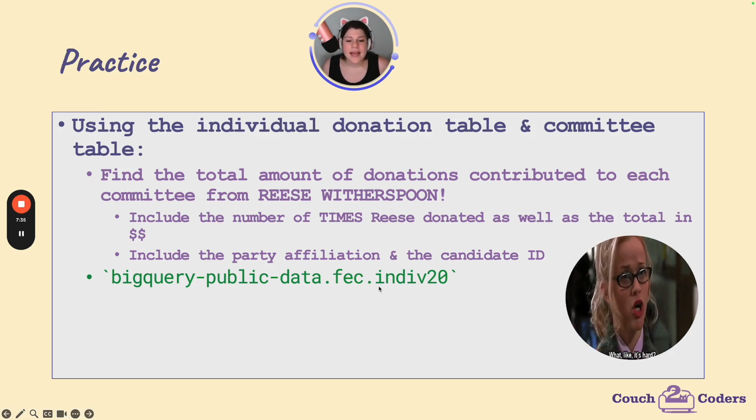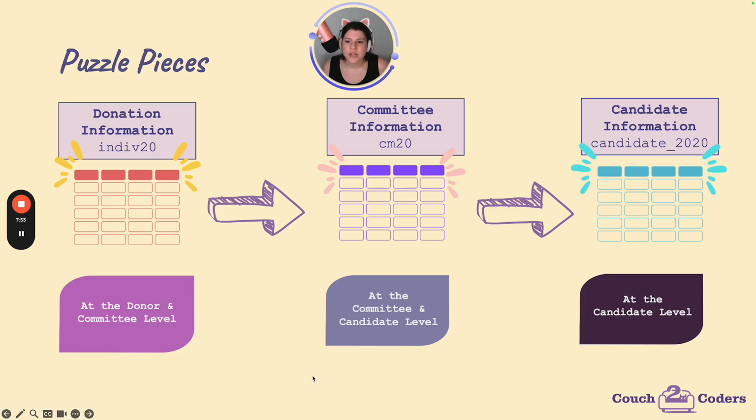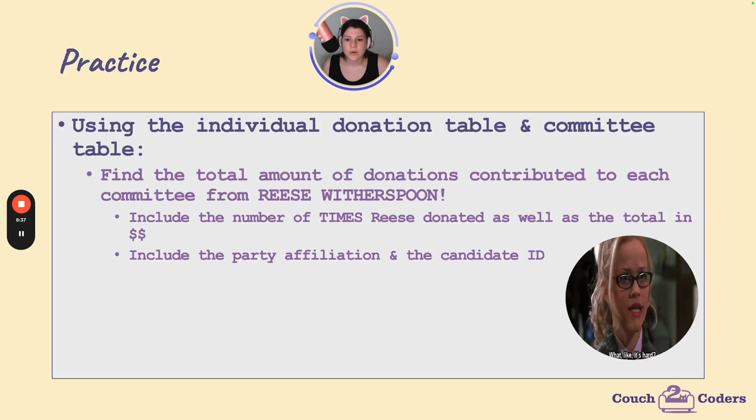Okay, so we're looking at the individual table for 2020, and CM 2020, which is the committee table. Let's just go back to that previous slide really quick. What you're tasked with is you're starting with this donation information and you have this committee information. We want to connect these two tables. Note what they share is the committee level information. So we need to connect tables 1 and 2. We need to show only Reese Witherspoon, and then we want to see how much was donated and how many times she donated. Okay, so let's go back to where we were.